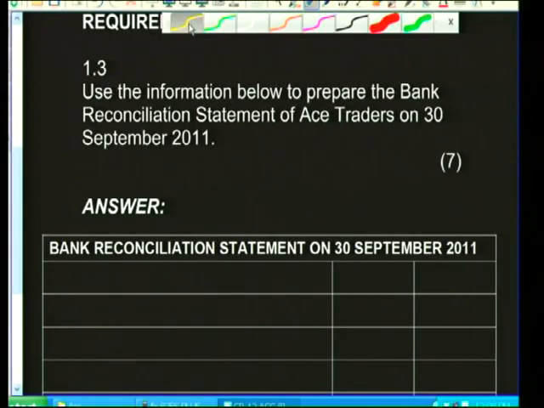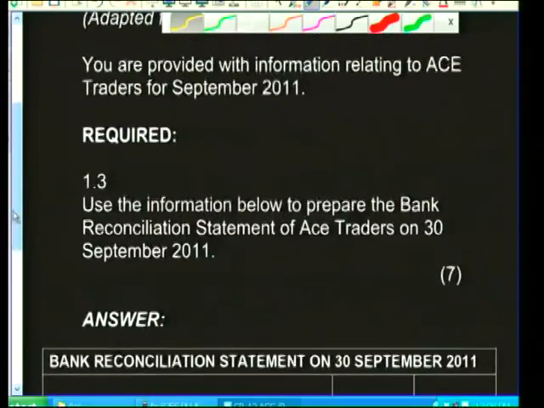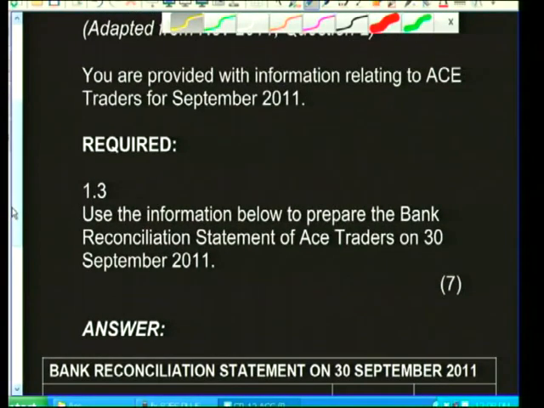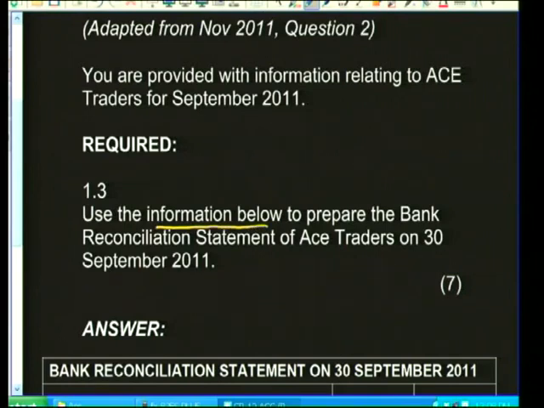Next part of the question. What are we now expected to do? Required: use the information below to prepare the bank reconciliation statement of Ace Traders on the 30th of September. Now we're preparing the bank reconciliation statement.